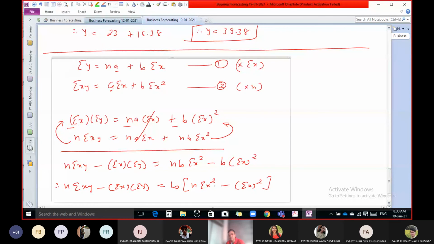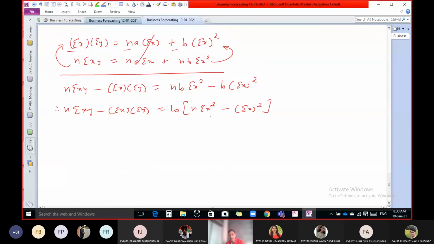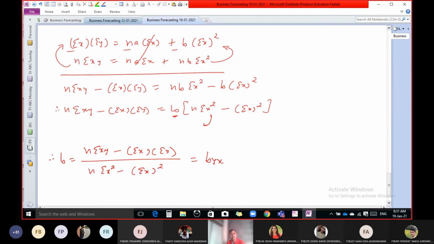Now you can take this value to the other side, you will get the value of b. So b equal to n sigma xy minus sigma x sigma y upon n sigma x square minus sigma x the whole square, and that is nothing but byx. That is the formula of byx. So obviously if you use the concept of regression for this question, you will get the same answer.